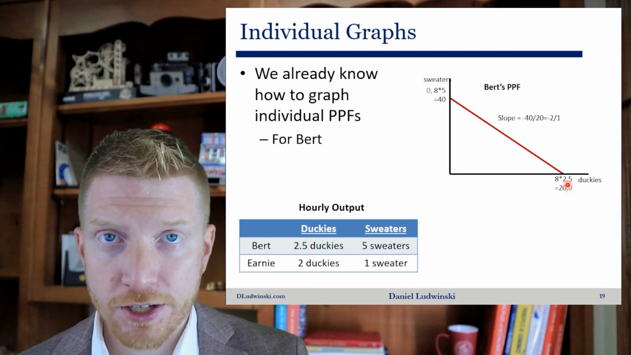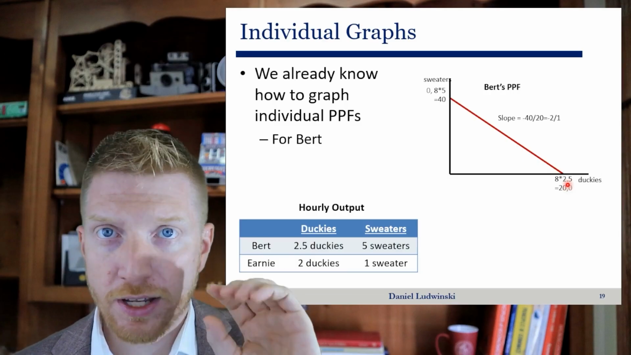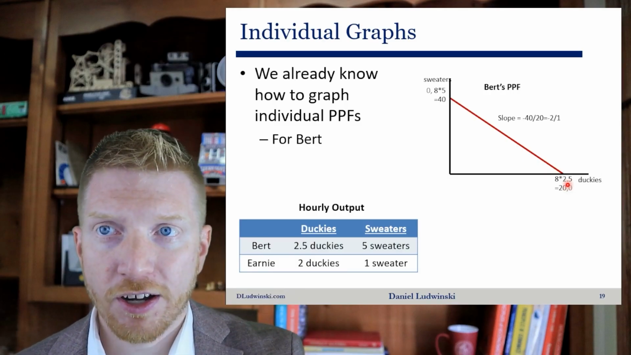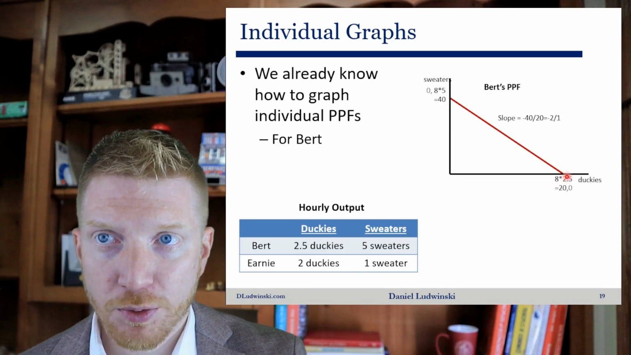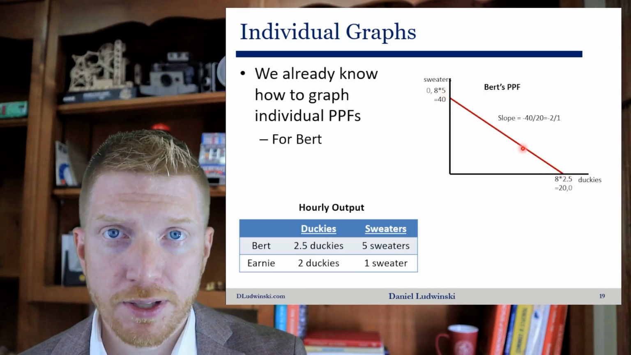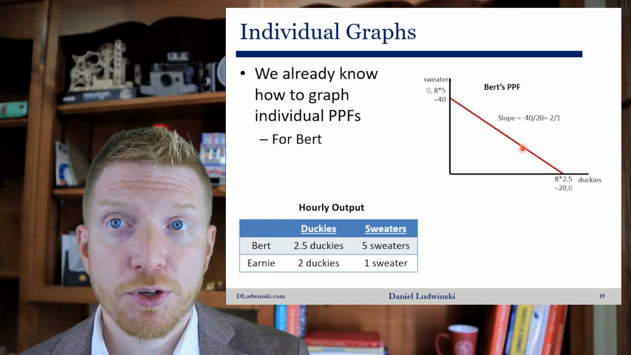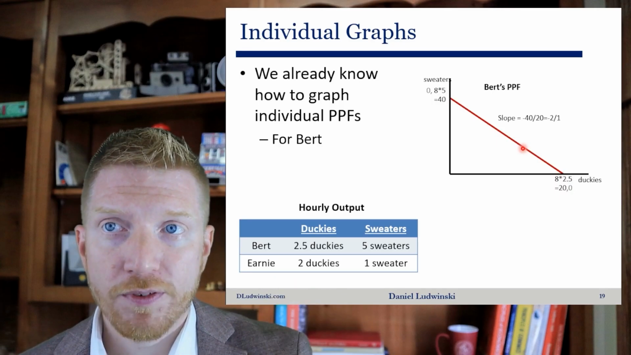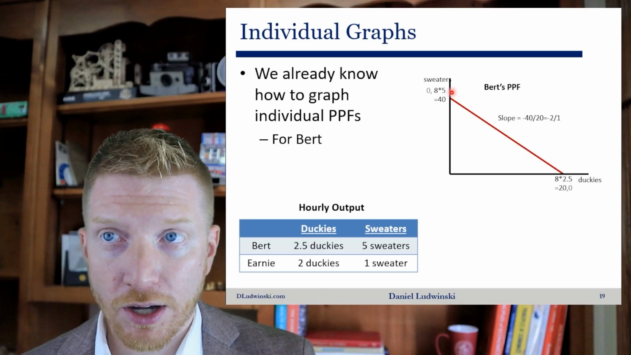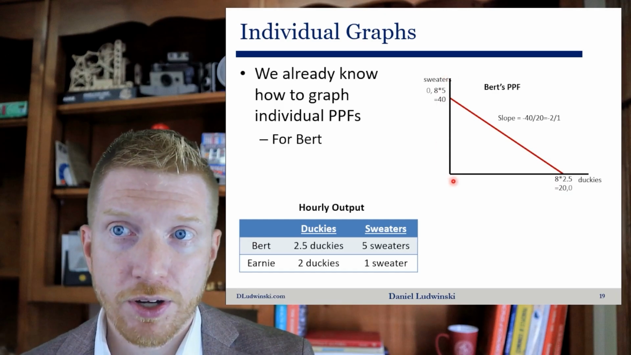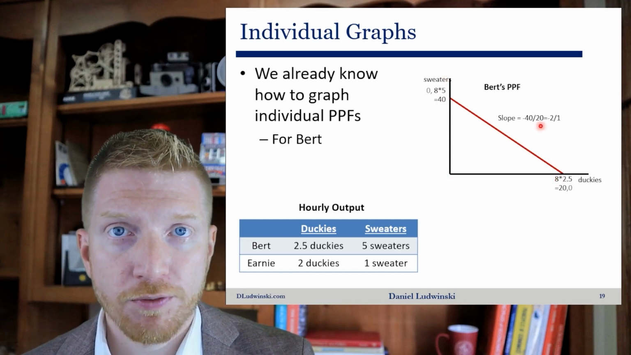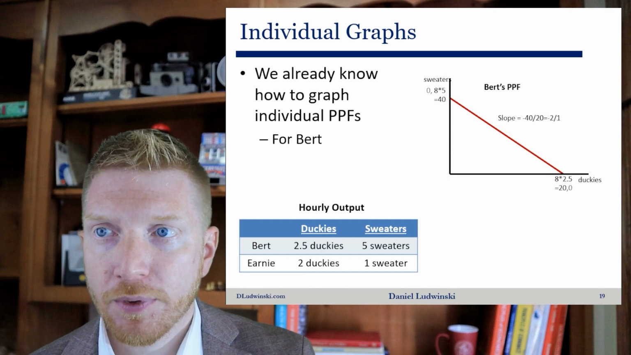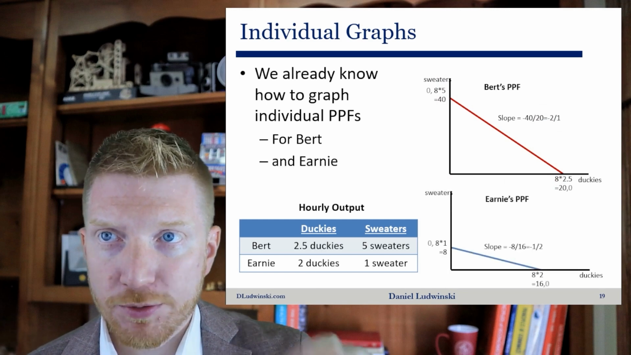And because in our simplified model there's a linear relationship, a constant trade-off between the two, his possibilities are simply the straight line between those two extremes. Now, I'm also emphasizing the slope of that line, which is the fall moving from sweaters to duckies, of 40 over 20, or a slope of -2 over 1. That was Bert.